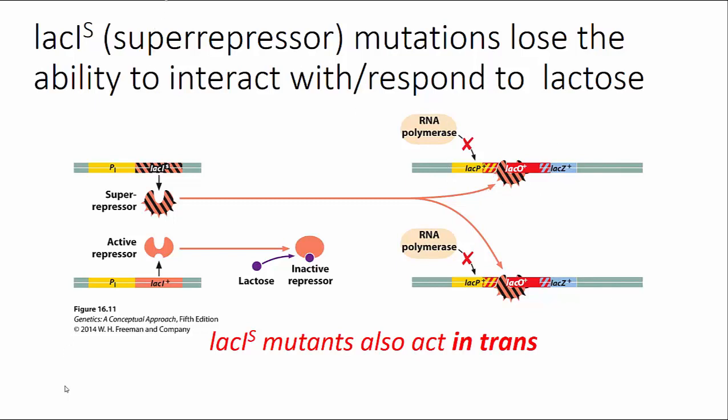So I'd just like to point out that the LAC-I superrepressor mutants also can act in trans. And again, the reason why that is the case is because this is a protein. Even though it is encoded on one of the copies of the lac operon, it is no longer tied to that particular location where the gene was encoded. Once it becomes a protein, that protein can diffuse through the cell and bind to any functioning operator sequence.